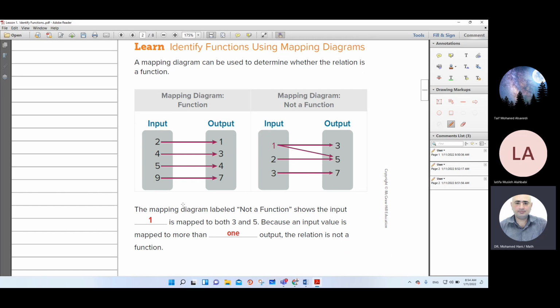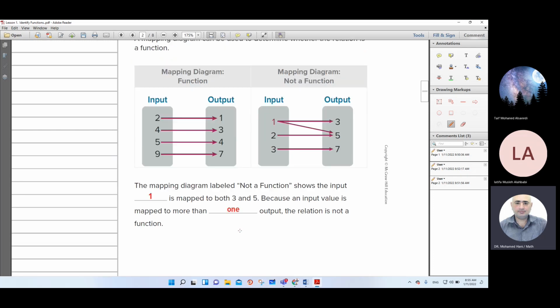The mapping diagram shows the input 1 is mapped to both 3 and 5. Because an input value is mapped to more than one output, we have here 2 outputs. So the relation is not a function.